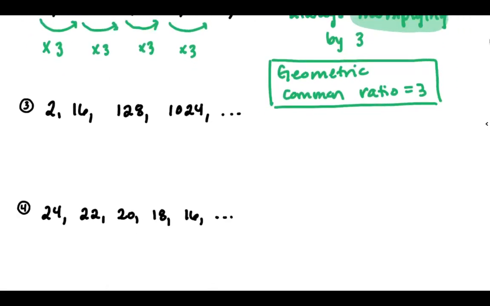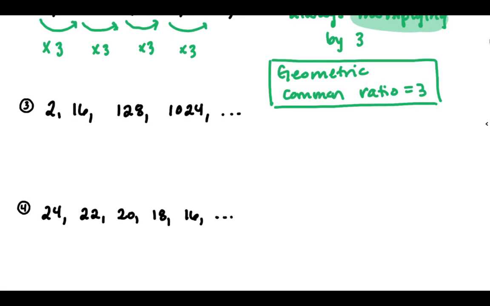Okay, let's see. So looking at this one, I could test out arithmetic, but let's see. 2 to 16, that's plus 14. Now I'm jumping way up into the hundreds. That's definitely not plus 14. So I can rule out arithmetic pretty quick.